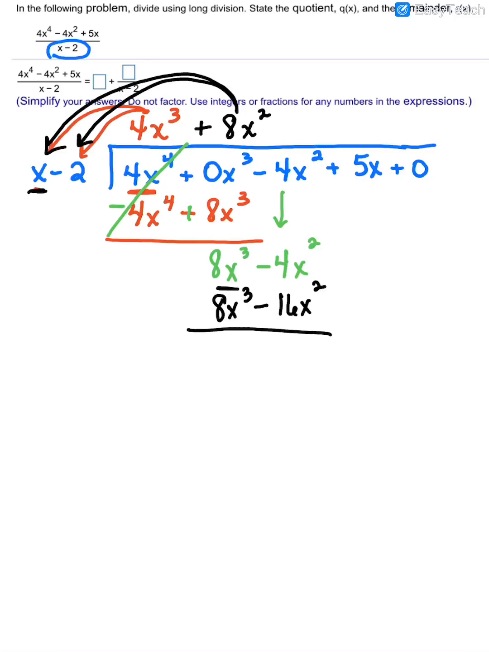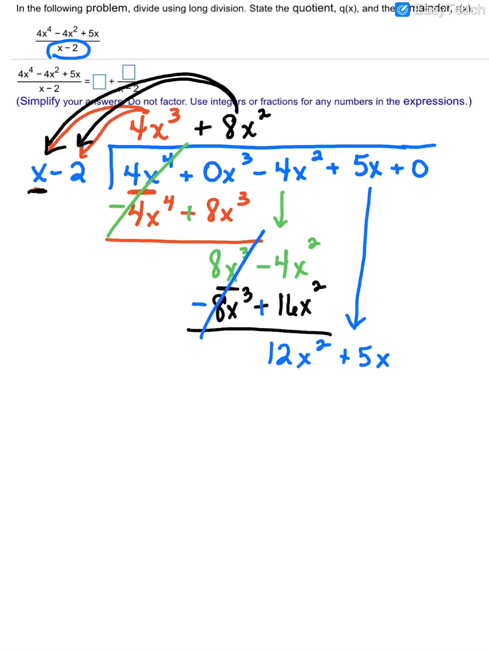And now, once again, we're ready to subtract that product. So that'll make this a negative 8x cubed. And when we say minus negative 16x squared, that makes that a positive. So this zeroes out, and this time we're left with positive 12x squared. We bring down our next term, plus 5x.